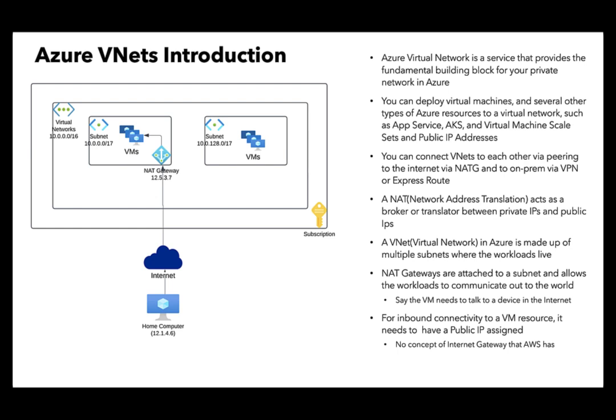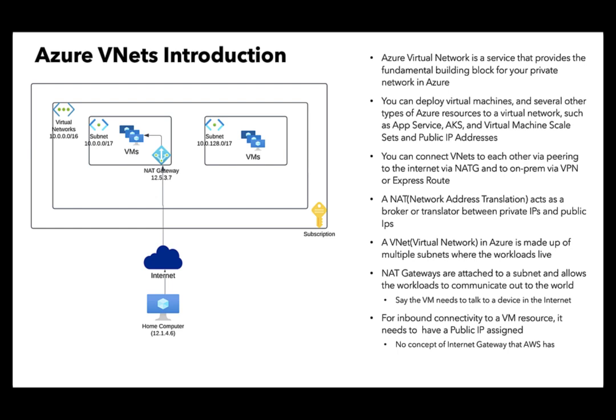So Azure VNet, or virtual network, is a service that provides the fundamental building blocks for your private network in Azure. Just like you saw in the previous slide, Azure implements the same kind of standards for private networks. As you can see in this diagram, there is a NAT gateway with a 12.5 address, which is outside the three ranges. So that is a public IP, and that is the one that talks to my home computer, which also has some public IP address, right?